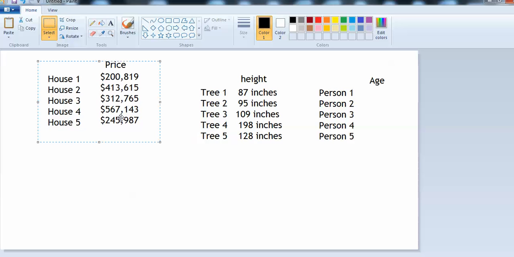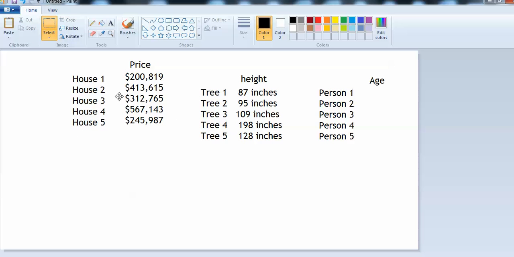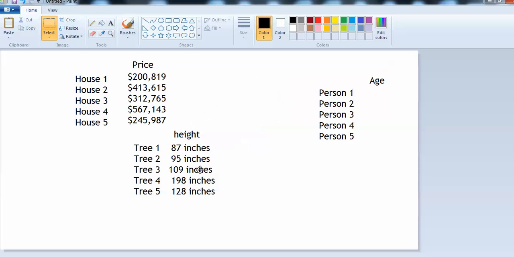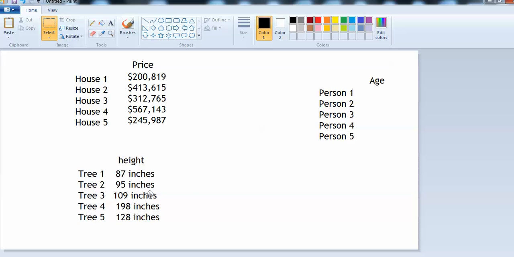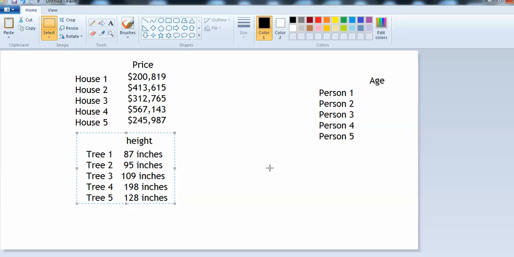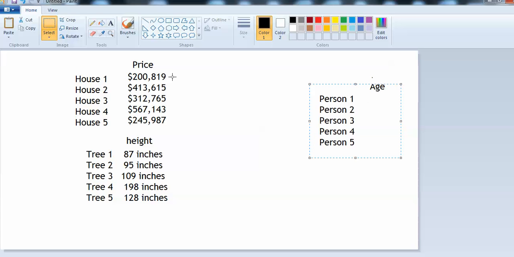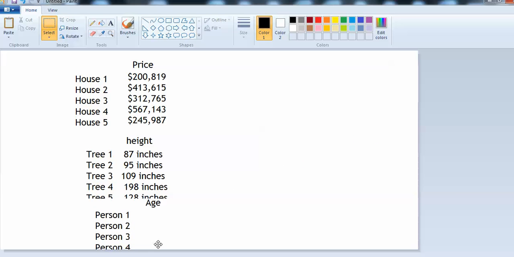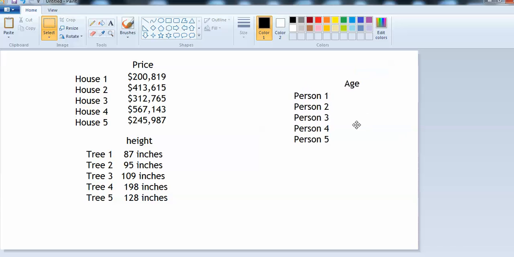We'll move this up here, over here. We'll move this down here. And I think we can move this down here also. We'll see if there's room. Maybe not. So I guess we'll just leave it here for right now.